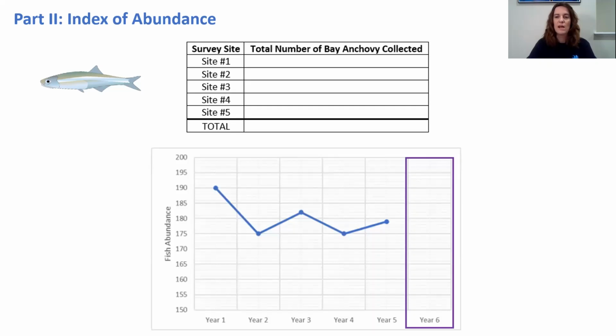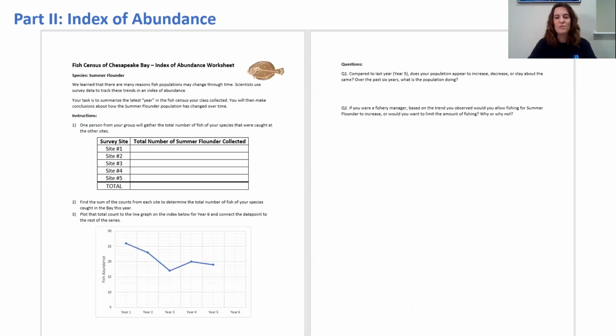That total is then added to a line graph where students can consider whether their species population has increased, decreased, or stayed the same. Because fish species respond differently to changes in the environment or other factors like fishing pressure, each group will draw conclusions about their species' unique population trend and answer species-specific questions to be shared with the class.